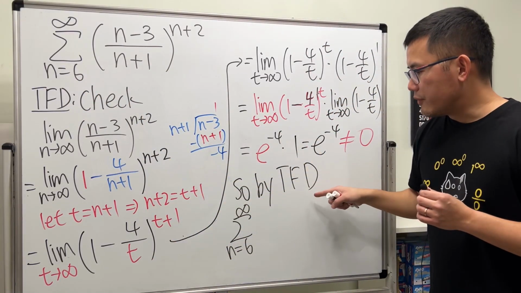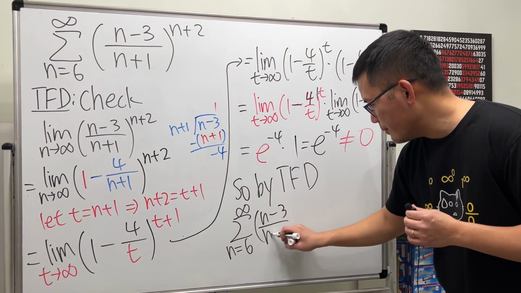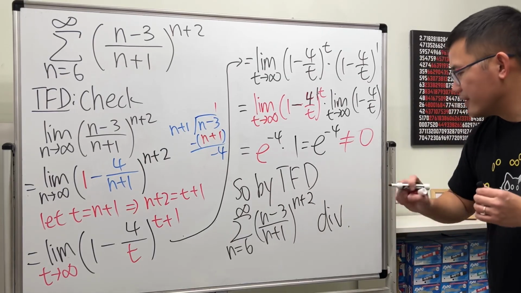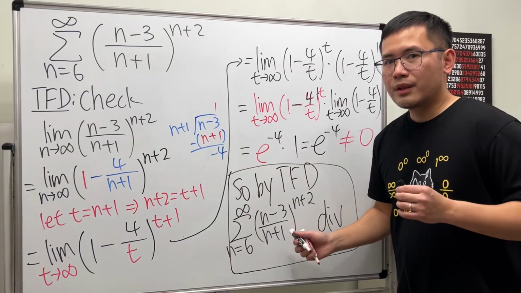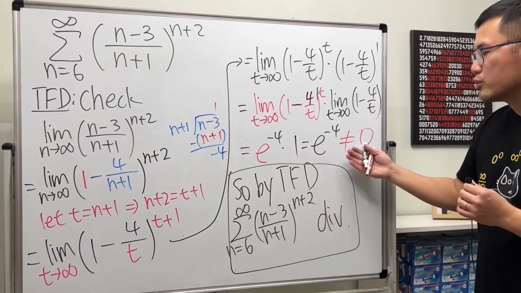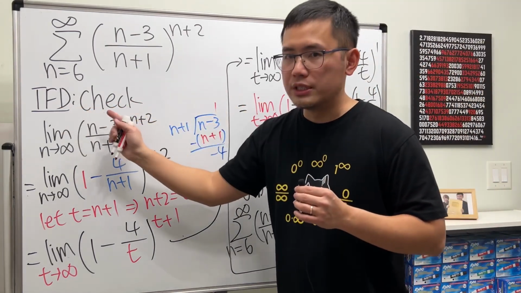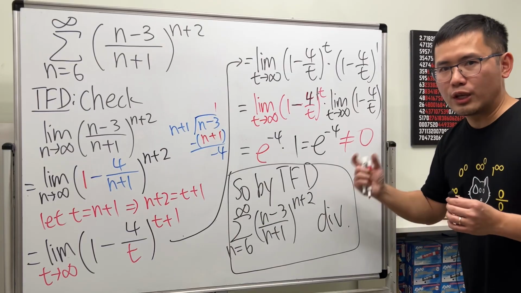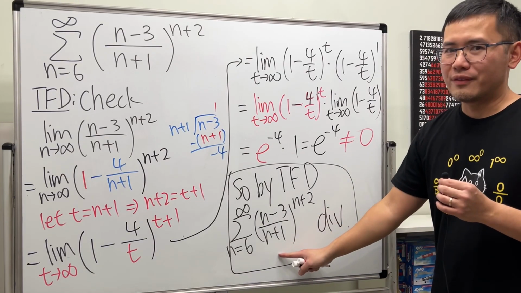So by test for divergence, the original series, let me just write that down one more time. This thing right here diverges. Don't just say diverges. Make sure you also provide a reason. Remember, if we worked out the test for divergence, the limit, as long as it's not equal to 0, we get to draw a conclusion. And the conclusion is this thing right here diverges.